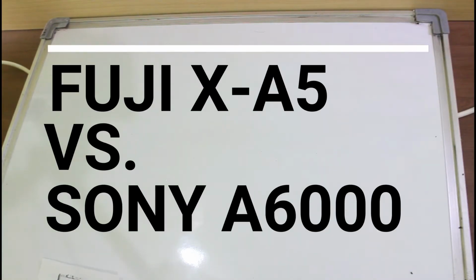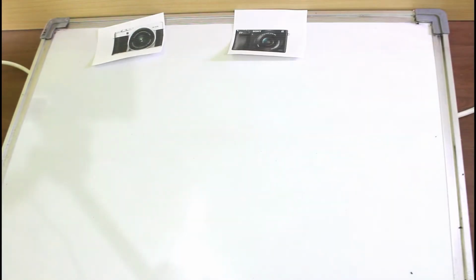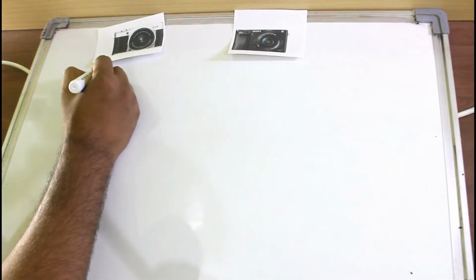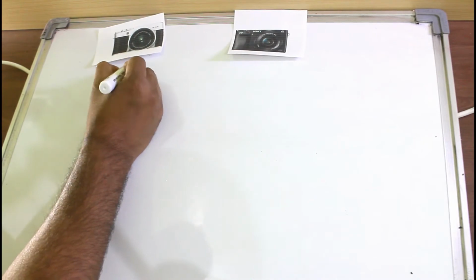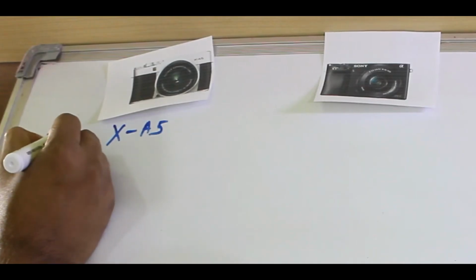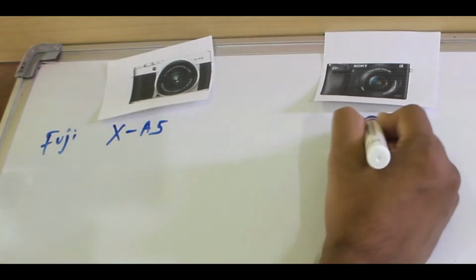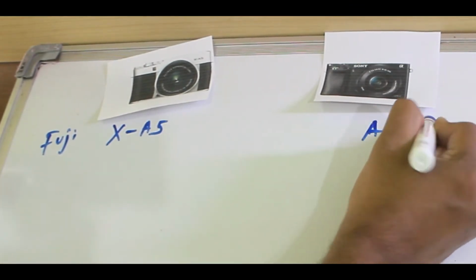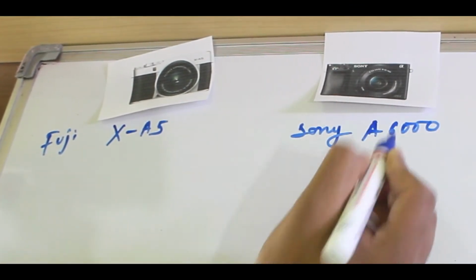Welcome friends to the newcamera.com channel, and today we are going to talk about the Fujifilm X-A5 comparison with the Sony A6000 camera. Let me remind you that both cameras come under a $600 price tag, so they belong to the same price level as well as the same entry level category.